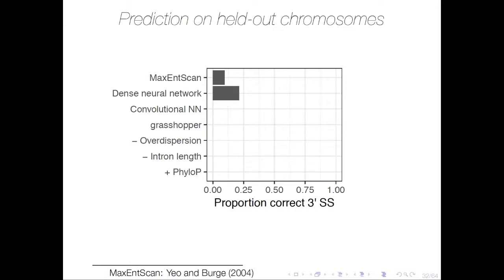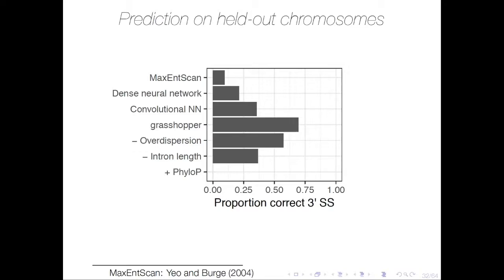The best dense neural network we could come up with gets the right answer about 20% of the time. The best convolutional neural network gets the right answer just over 30% of the time. And our combined hybrid dense and convolutional neural network gets the right answer about 70% of the time. If we don't use overdispersion, so we use a multinomial likelihood instead of the Dirichlet likelihood, we lose some performance from not taking into account the noise in the RNA sequencing data as well. And interestingly, if we don't use intron length, we also lose a lot of performance. So this shows intron length is an important determinant of splicing choices.